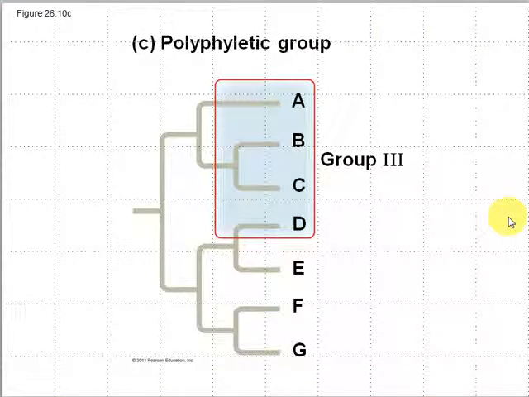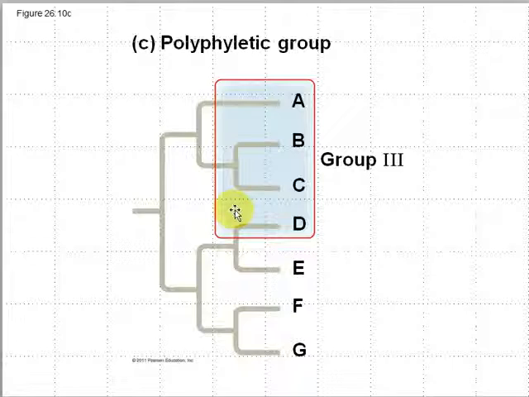So here's an example of a different type of grouping we could do. They call this group 3, and it contains species A, B, C, and D. Notice that it is a variety of species, but they have differing ancestors. They don't all come from a single common ancestor. D comes from a separate ancestor back here. Now, of course, if you go back far enough, they do have a common ancestor way back here. But as far as the grouping is concerned, they are coming from different ancestors. It consists of various species with different ancestors.